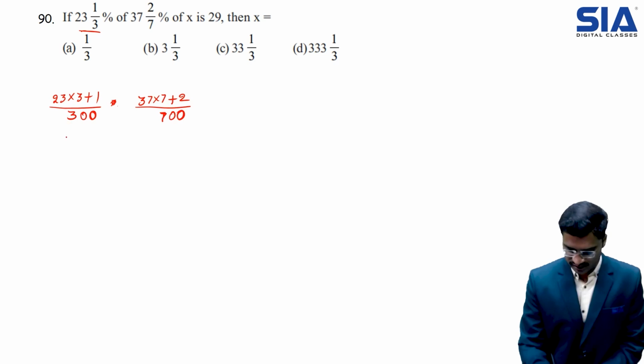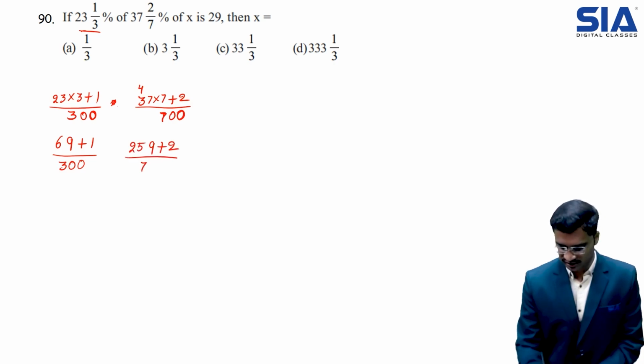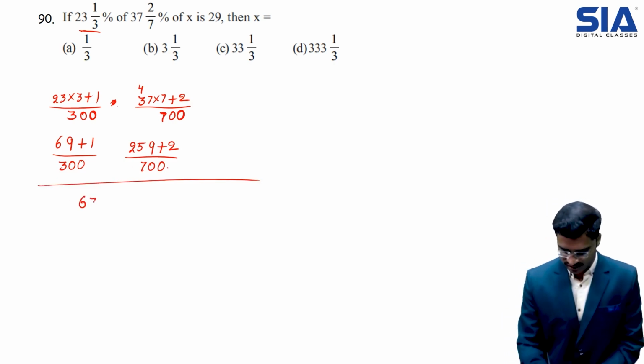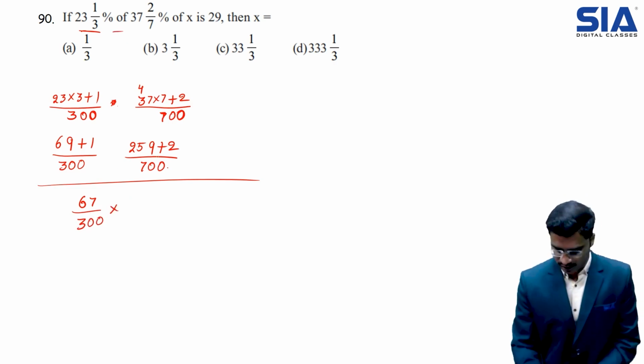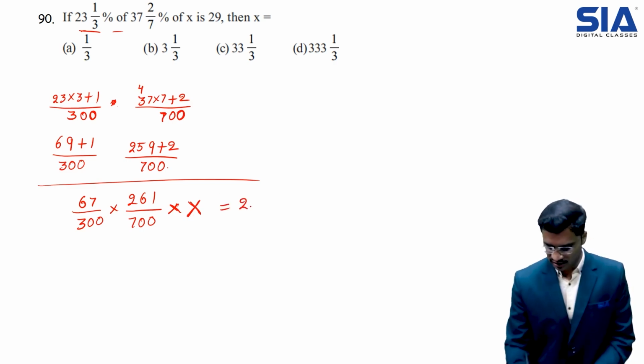Then 23, 3 3s are 9, 3 2s are 6, 69 plus 1 by 300, and 7 7s are 49, 7 3s are 21, 259 plus 2 by 700 or 7 percentage. Then this value becomes what? 67 by 300 multiplied, because here of is given, multiplied by 259 plus 2 is 261. 261 by 700 multiplied by the value of x. We should find the value of x, is equals to, this gives a value of 29.